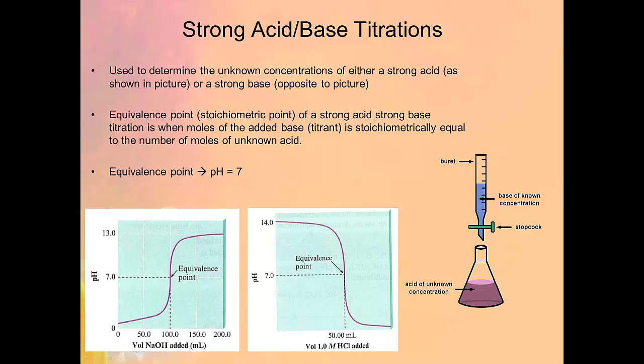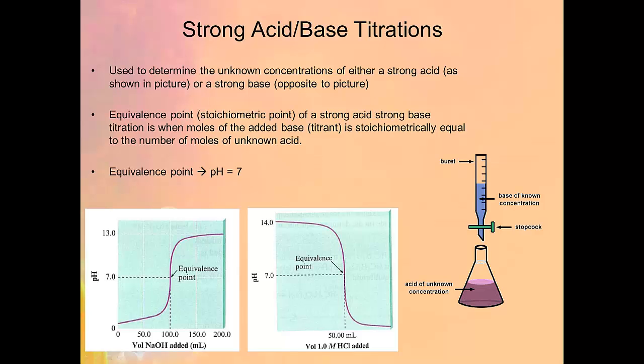Now, if we're looking at a strong base titration, obviously we're going to start at a high pH because bases have a high pH, and as we're adding solution to it, the pH is going to drop and drop and drop, and again, we're still going to reach our equivalence point at pH 7. Now, why would anyone want to do this? This is great for determining the concentration of an acid that has an unknown concentration.